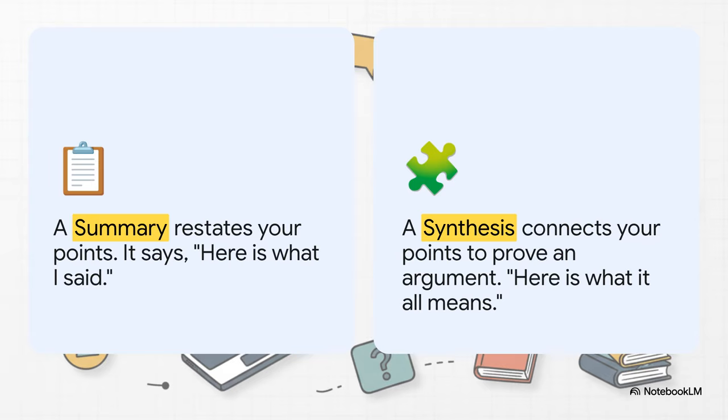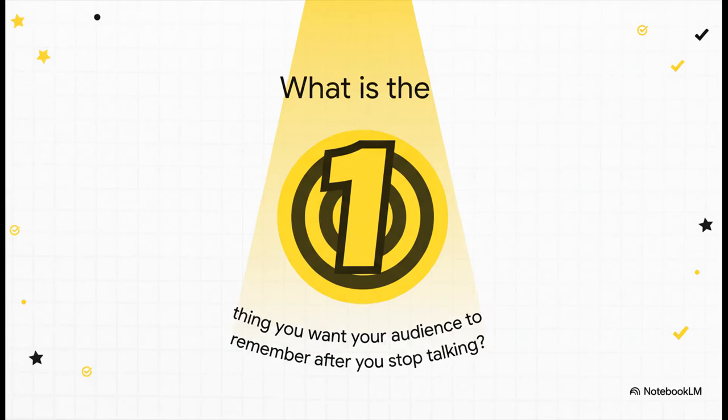Please, don't just summarize. You need to synthesize. A summary just says, here's what I told you. A synthesis, on the other hand, shows your audience, here's what it all means. You're connecting your 3 points, the types, the causes, the treatments, to prove your one big overarching argument. Next, you need to define your single takeaway message.